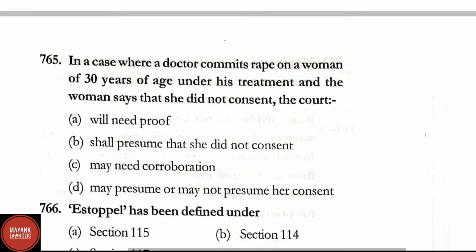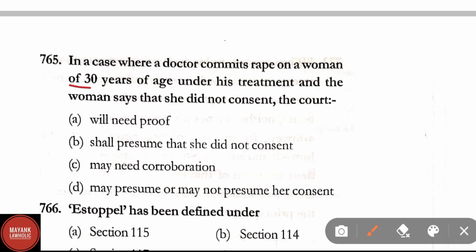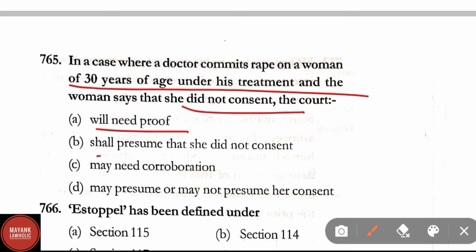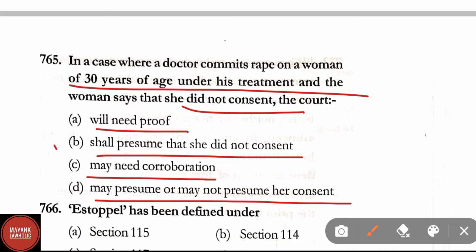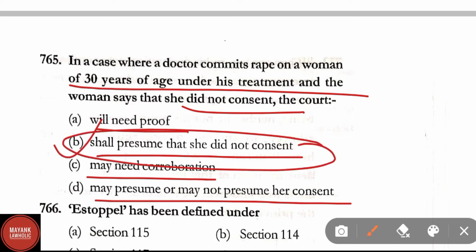Question number 765. In a case where a doctor commits rape on a woman of 30 years of age under his treatment and the woman says that she did not consent, the court will need proof, shall presume that she did not consent, may need corroboration, may presume or may not presume her consent. Here the correct answer is option B, that the court shall presume that she did not consent.